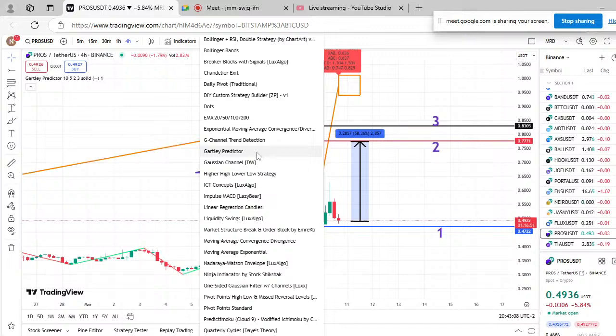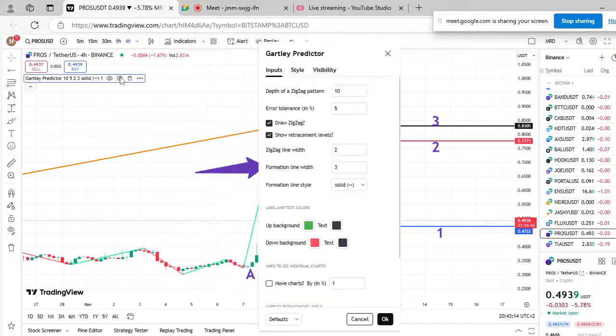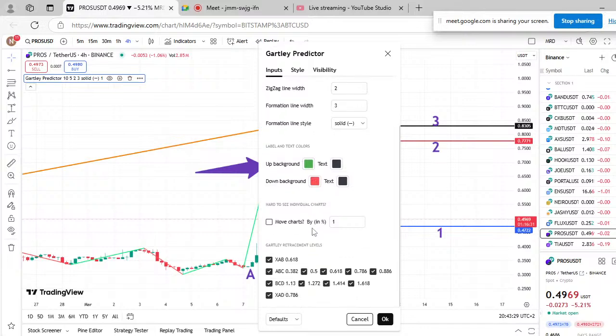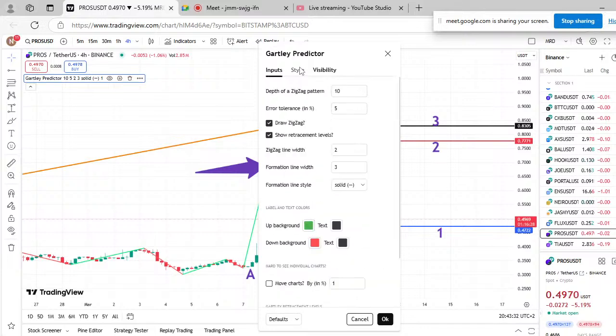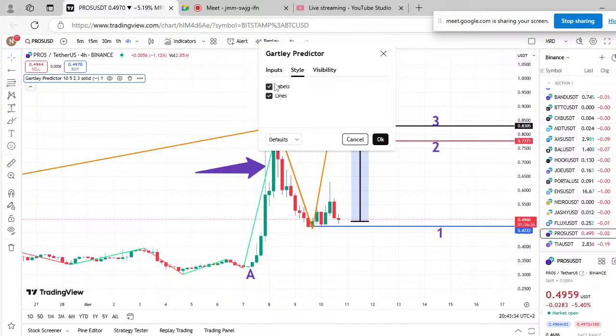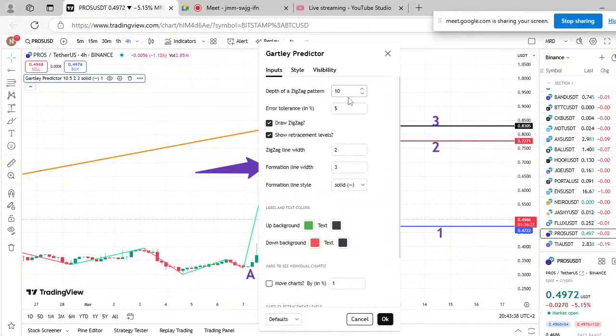Okay, then the settings. They are very few. We are on inputs. It is just 10, 5. Then you tick the draw zigzag and show retracement levels. Then 2 and 3. Here you are done, nothing to change. Okay, then on style, you have to tick labels and lines. Simple. Visibility, nothing to change there.